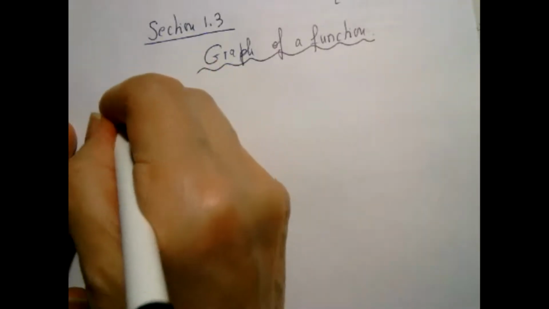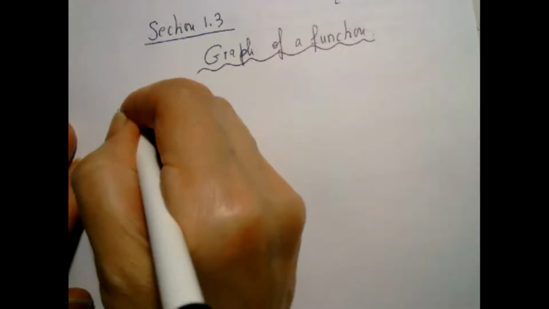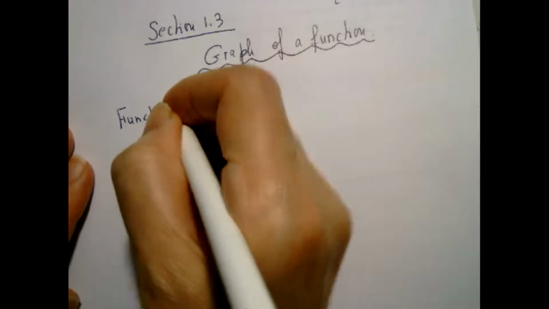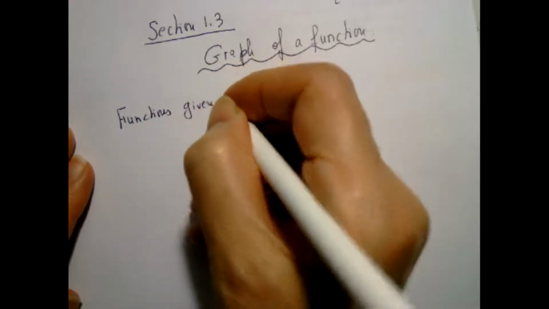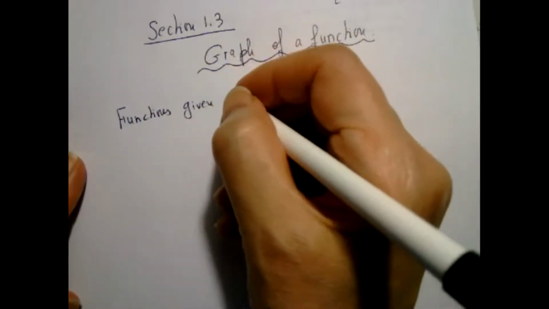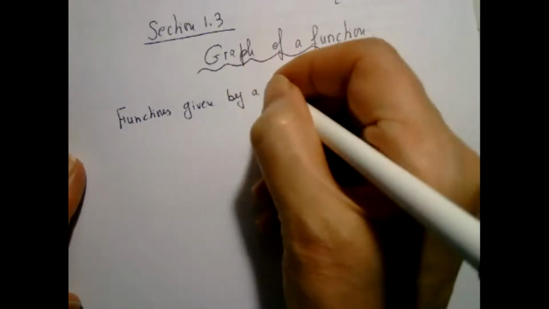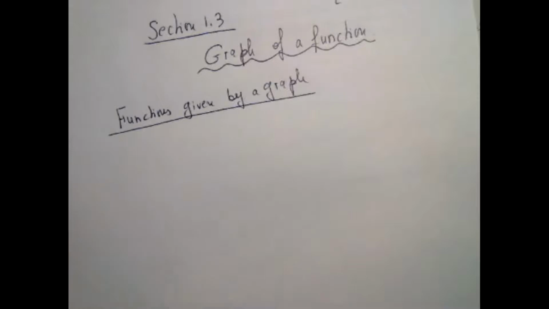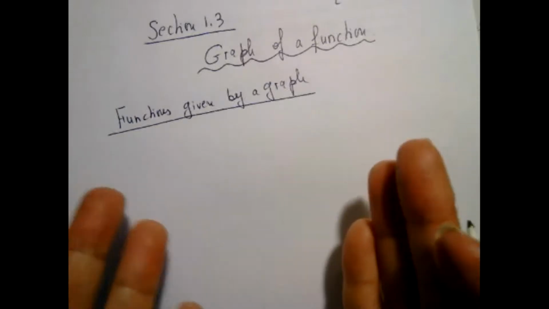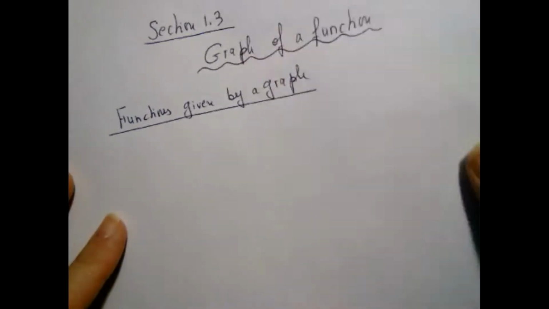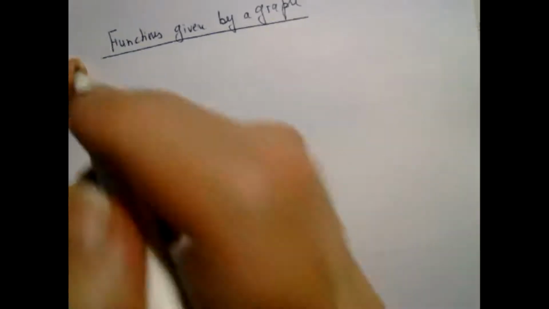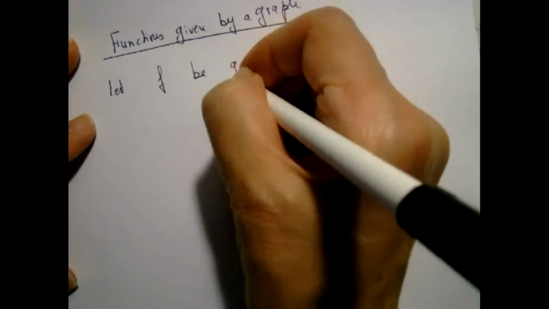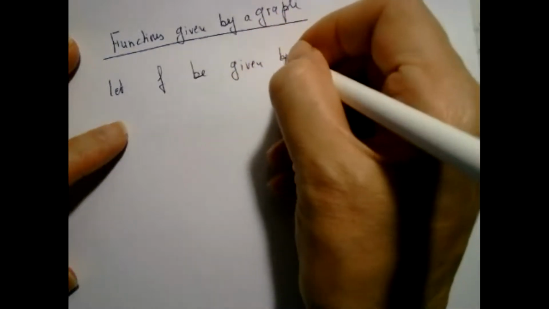Sometimes the rule is given by a graph. Functions given by a graph. Now what do we mean by that? I'm sure that you guys have seen this, but of course you have to study it again. What does this mean? It means a function where a graph, a picture more or less, gives you the rule. So let us see what we're talking about. I tell you, let f be given by the graph below.